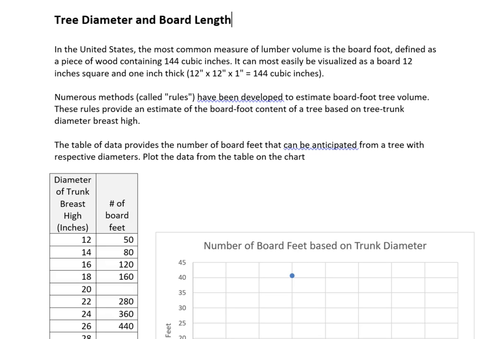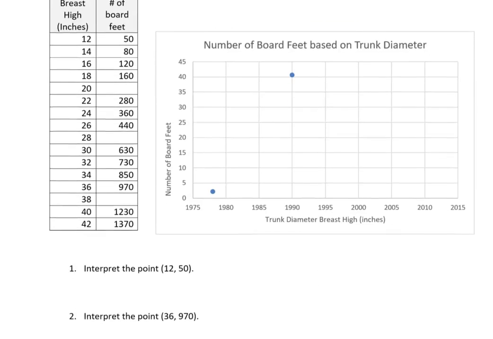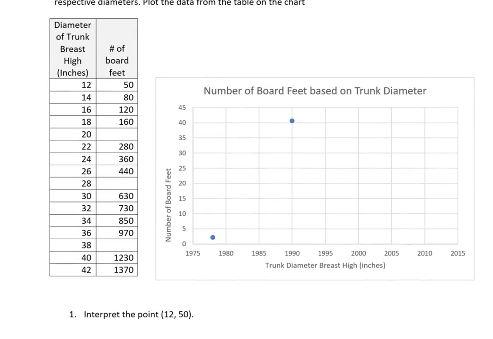Plot the data from the table on the chart. So on the left-hand side, the column is labeled diameter of trunk breast high in inches. And we can see in the first row that the diameter of a tree is 12 inches. Across from that is the number 50. And that column is labeled number of board feet. So if a tree is 1 foot across, they can anticipate about 50 board feet coming out of it.